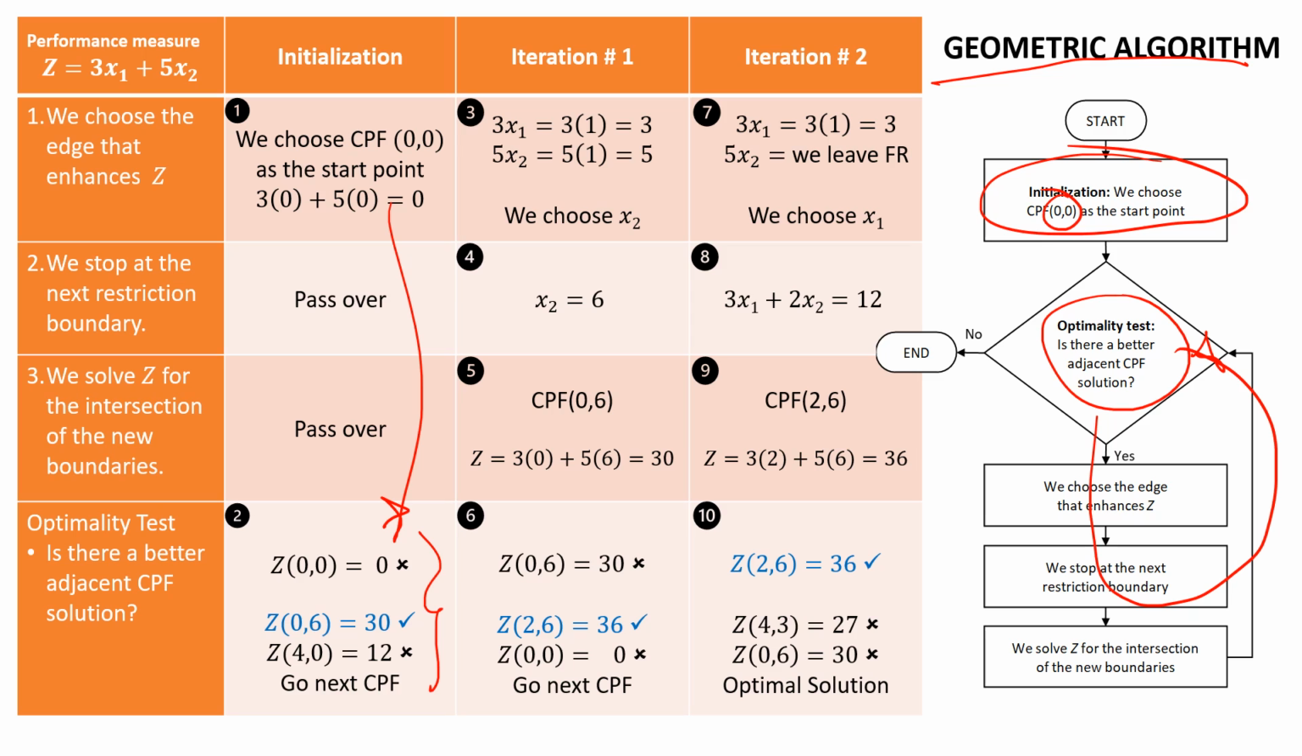So step 1, we choose the edge. Step 2, we stop at the next restriction. And step 3, we solve again the intersection. And then we had again the optimality test. We did 2 iterations in order to get the final solution, the optimal solution.